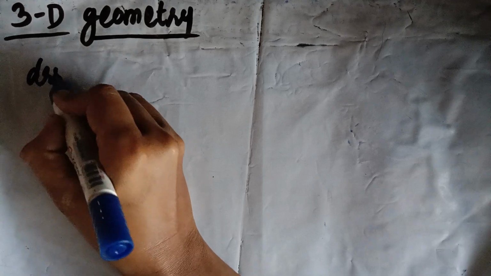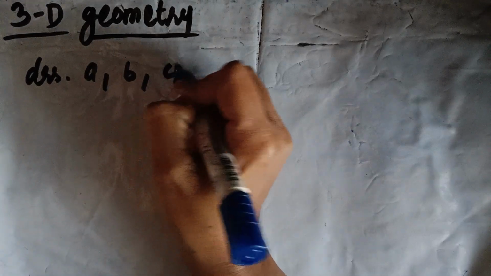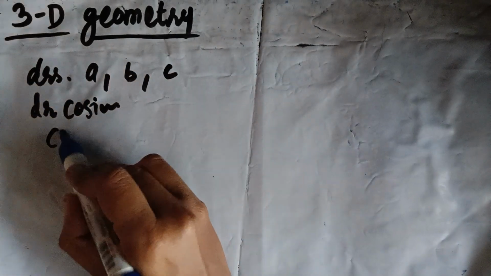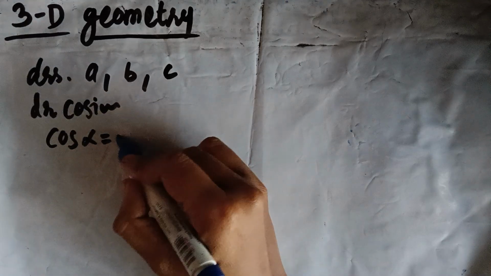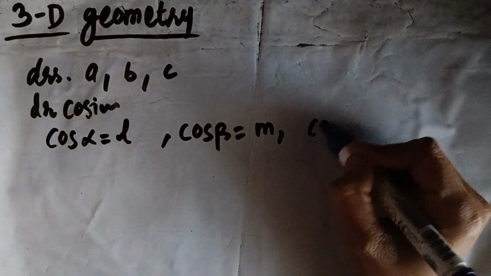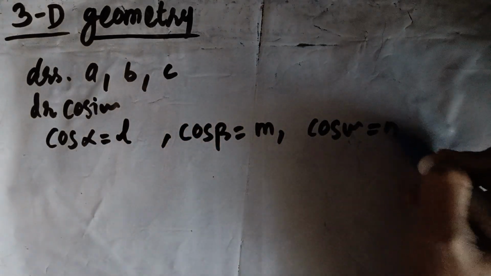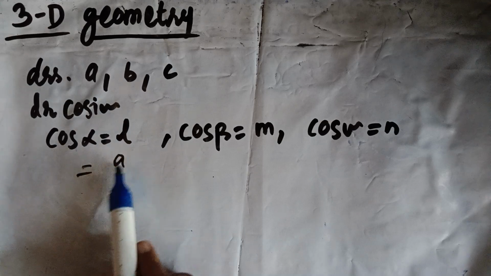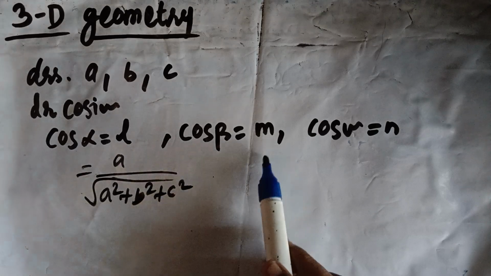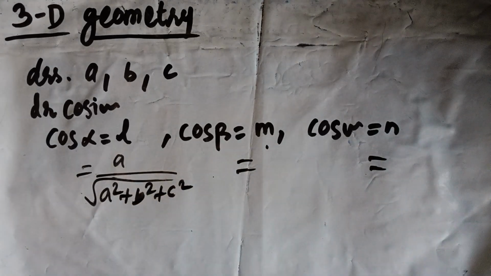Direction cosines: if you have direction ratios a, b, c, then the direction cosines are given by cos alpha, cos beta and cos gamma. So cos alpha, that is l, is given by a upon root of a square plus b square plus c square. Same way for m and same way for n.